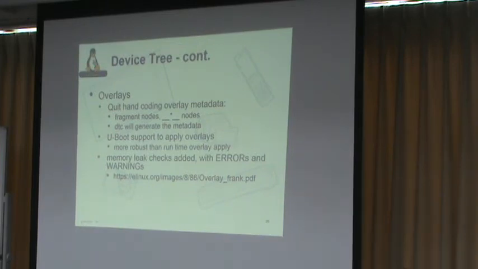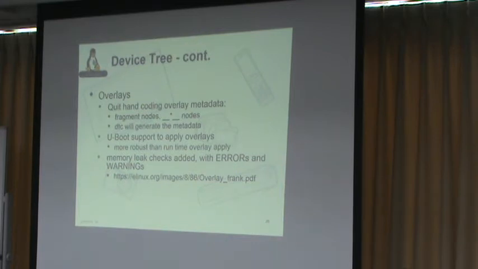One new feature in U-Boot this last year is that they handle overlays. So you can apply an overlay before you boot the kernel. And that's a much more robust way than trying to apply an overlay once the kernel is booted. It's a lot less complex. The kernel doesn't have to worry about its data structures changing midstream while the kernel's already running. So I really encourage using U-Boot to apply overlays if that works for your use case. There are some use cases where that doesn't work, like FPGAs, who are dynamically programming their FPGAs once the system is up, and then need to create a new device tree to describe that new hardware.